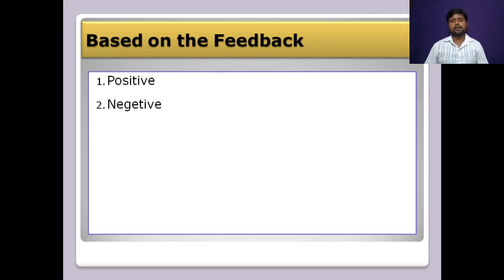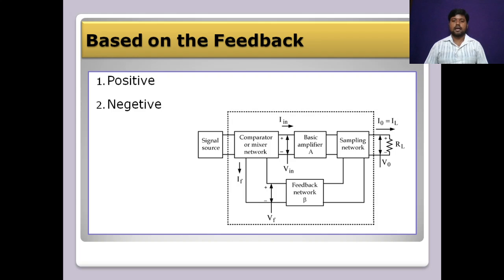How is it going to happen? See, let us see the block diagram for the feedback amplifiers. So, here the input signal source is connected to the basic amplifier through a comparator network or a mixer network. The basic amplifier initially amplifies the signal, which is given to the sampling network.